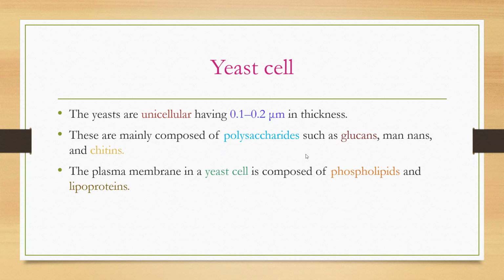Next one, lipoproteins. Okay, second one is lipoproteins. The plasma membrane in a yeast cell is composed of phospholipids and lipoproteins. It is made up of lipids and proteins.